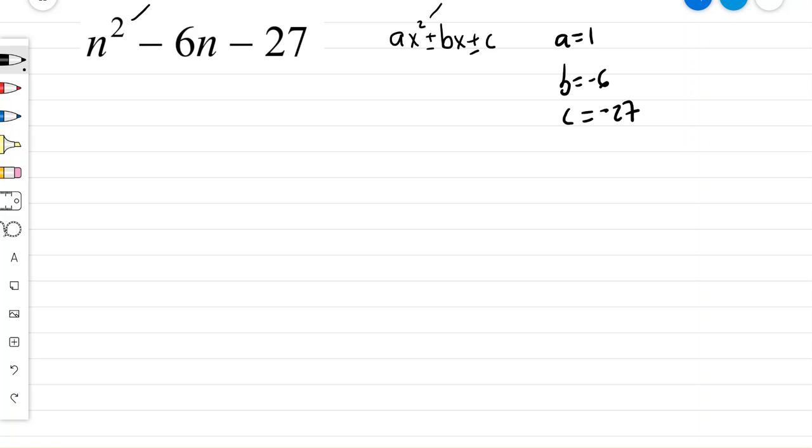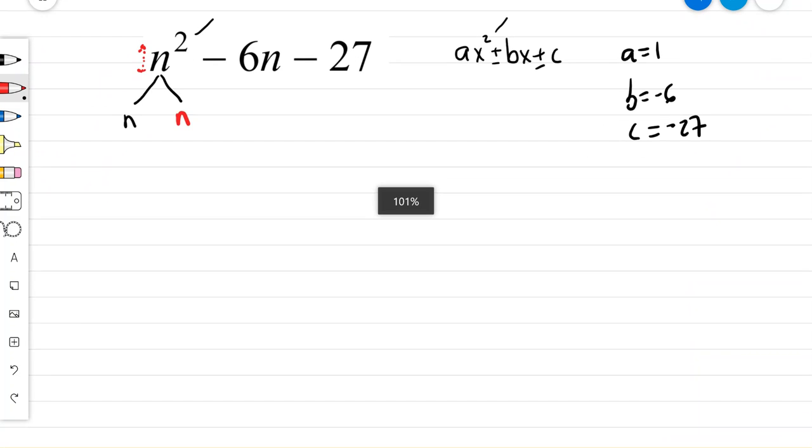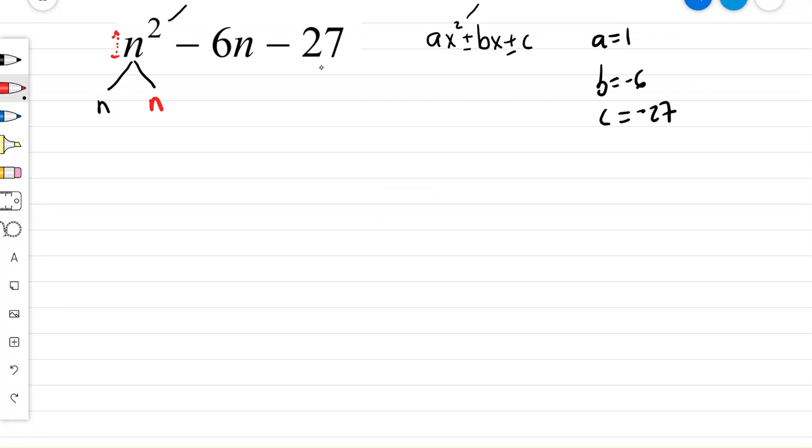All right, so this is pretty easy. We start by factoring the 1 in front of the n squared. Well, that means that if I factor out this n squared, I get n times n, because n times n will give you 1n squared. Well, now I move to the c. For this c, I'm going to factor it out to all the different possible factors that will give me 27.